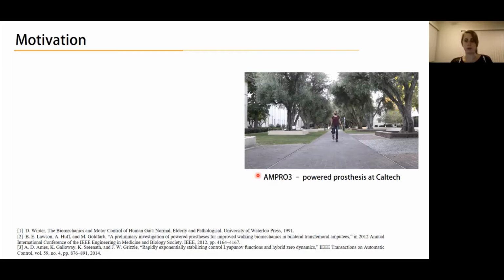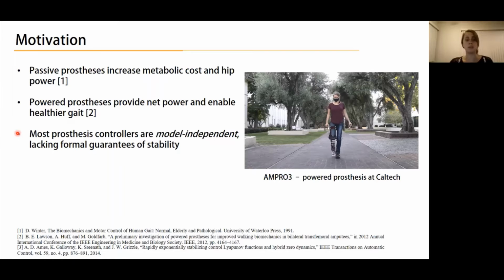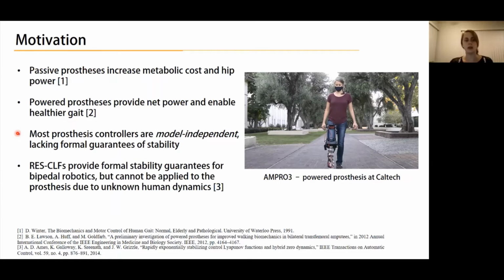We studied powered prostheses because passive prostheses increase metabolic costs and hip power, whereas powered prostheses provide net power and enable healthier gait for the user. Currently, prosthesis controllers are model independent, lacking formal guarantees of stability. Res-CLFs are a special class of CLF controllers that provide formal stability guarantees for bipedal robotics, but cannot be applied to the prosthesis due to unknown human dynamics.